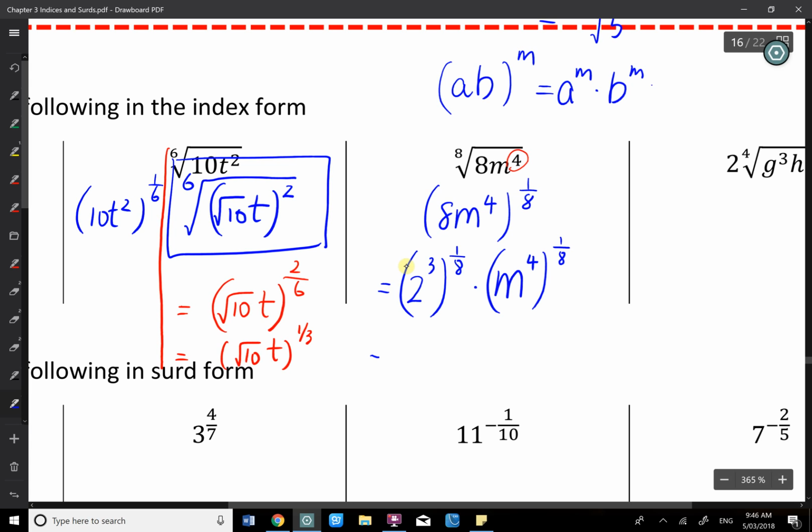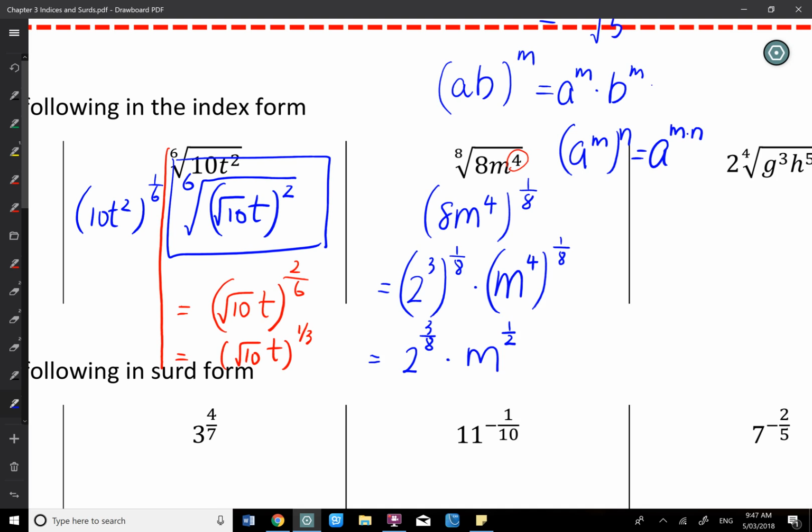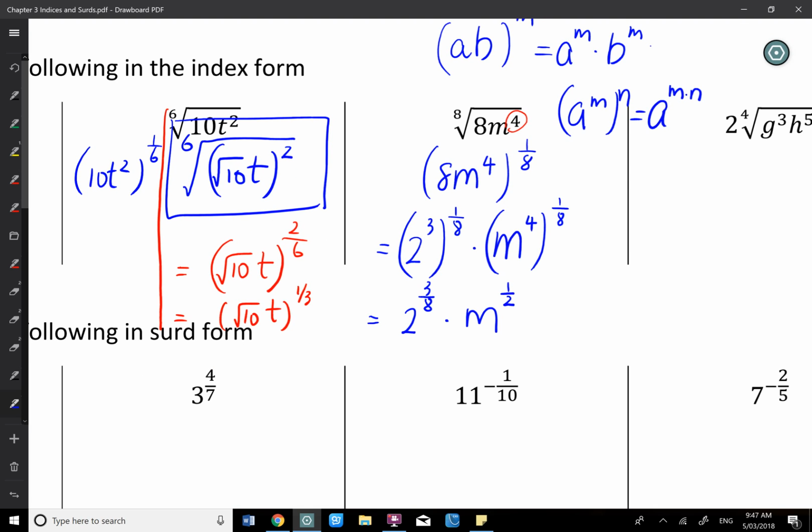Then 2 will become 2 to the power of 3 over 8, because I use a to the power of m, then to the power of n equals a to the power of m times n. So I can further do that. And then m is to the power of a half, because 4 over 8 is a half. So that's 2 to the power of 3 over 8 times m to the power of a half. It's not necessary. You can keep the answer in the first line. But what I'm doing here is just showing you how to work through all these index laws by using fractional indices.